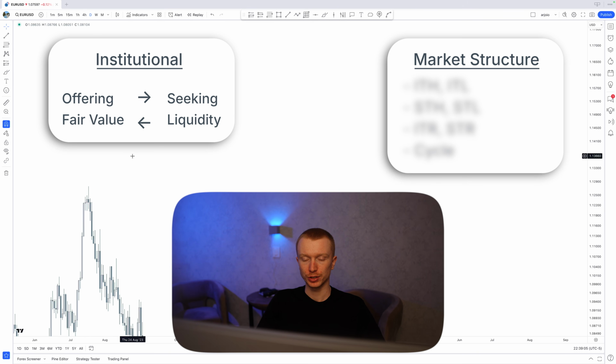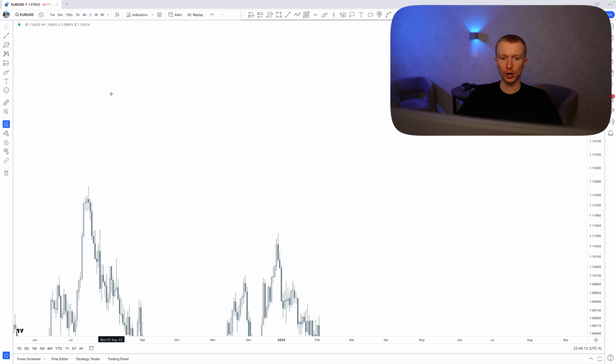So when the market is not seeking liquidity, it is offering fair value. And when the market is not offering fair value, it is seeking liquidity. So for the institutional, we need to go over offering fair value and seeking liquidity before we move on to market structure. And we start off with offering fair value.